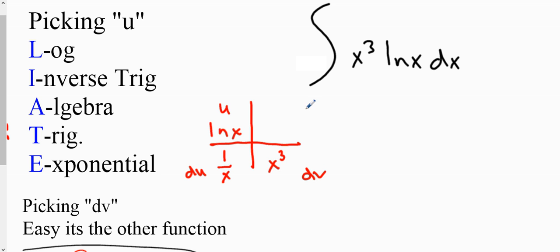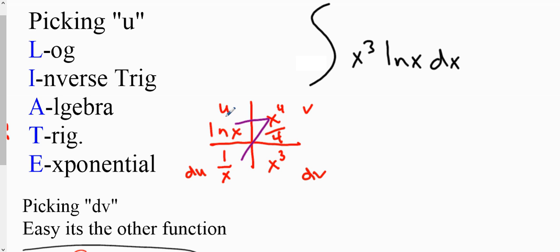And then we're going to find out what v is by taking the integral of x cubed, because we have to integrate this in order to figure out v. So that's going to be x to the 4th over 4, and that is going to be our v. Okay, so once we have that, now we're going to use my magic 7. I created a magic 7.